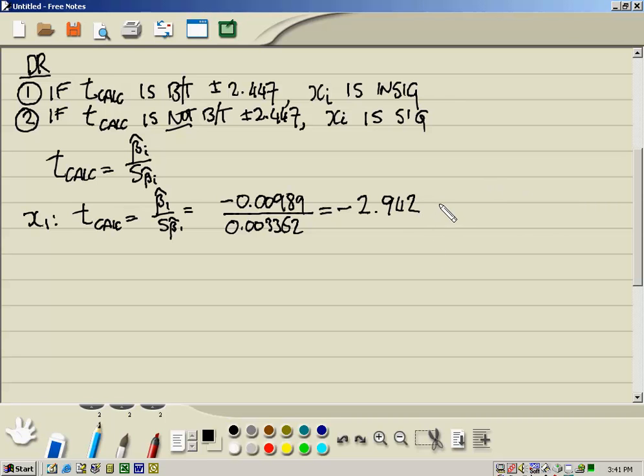and that is not between the plus or minus 2.447, so x1 is significant. Alright, x1 being the average price of all trucks. The average price of all trucks significantly helps explain the y variable.